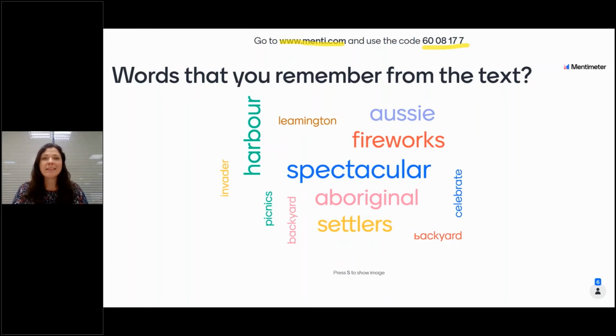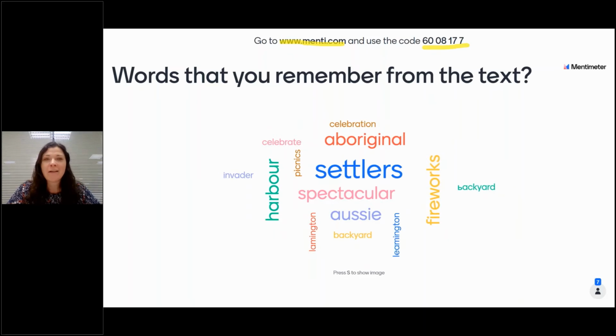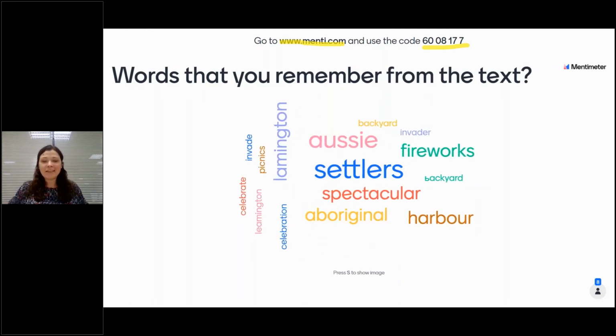So now you can see how new words are being added and our word cloud, like about Australian text, becomes bigger and bigger. So settlers, one of the most popular words, spectacular, backyard. Now, if you haven't done it yet, find some other words, not to repeat those that you can see in the screen.